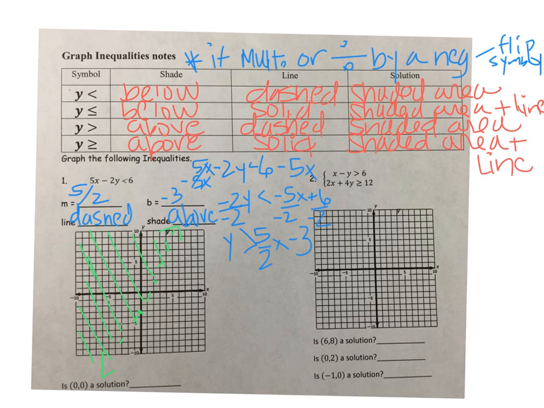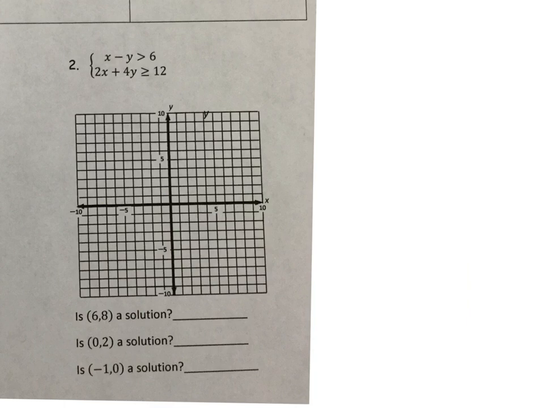Now we're going to go ahead and do our system. All right, so here we are with our system. Again, we still need to put it in slope-intercept form. So I'm going to do the first one, and if I subtract the x over, I have -y is greater than 6 minus x.